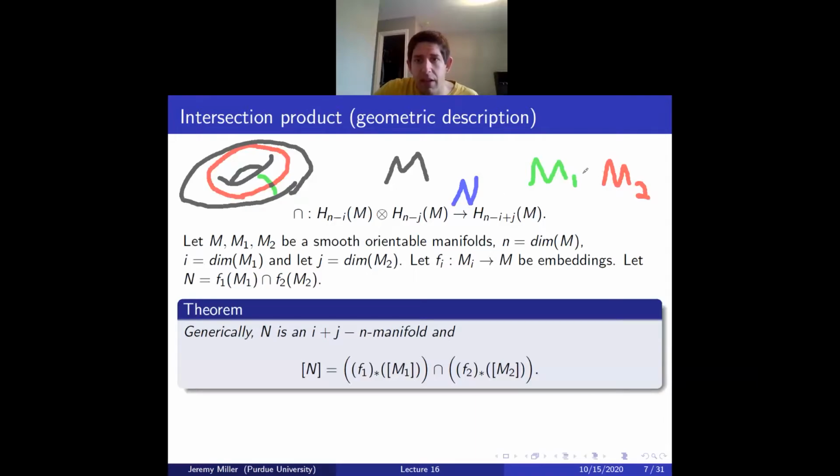And they need to intersect what's called transversely, if you've taken differential topology, which is some generic intersection property. Any questions?